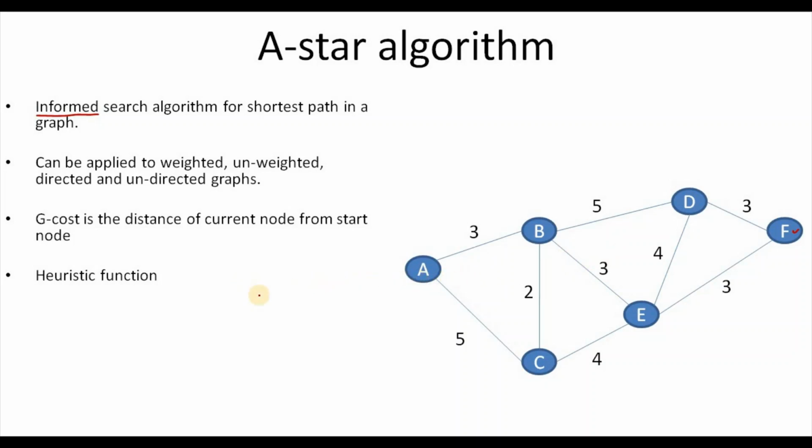But let's say there is one node on the opposite side of F, in this direction, and the algorithm starts moving in this direction, so it doesn't make any sense. What the heuristic function tells the algorithm is in which direction your goal is located, so in which direction you have to search to find the goal quickly.